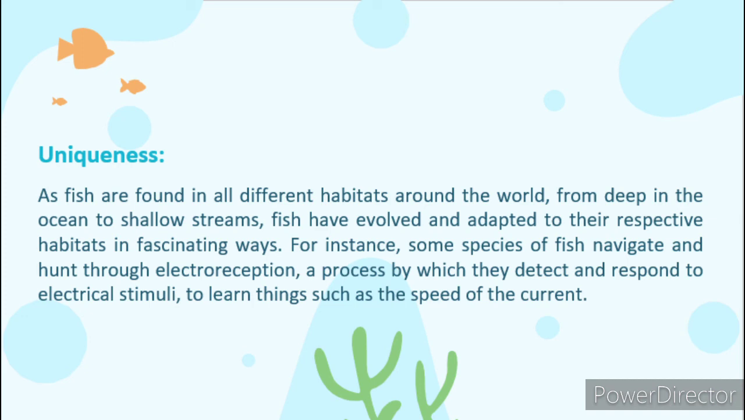Uniqueness, as fish are found in all different habitats around the world, from deep in the ocean to shallow streams. Fish have evolved and adapted to their respective habitats in fascinating ways. For instance, some species of fish navigate and hunt through electroreception, a process by which they detect and respond to electrical stimuli to learn things such as the speed of the current.